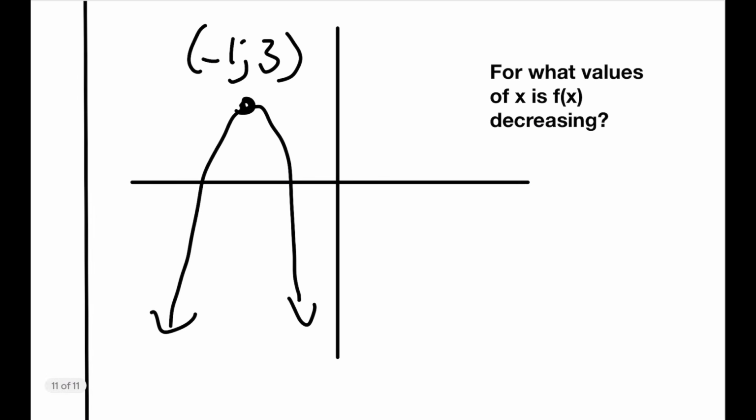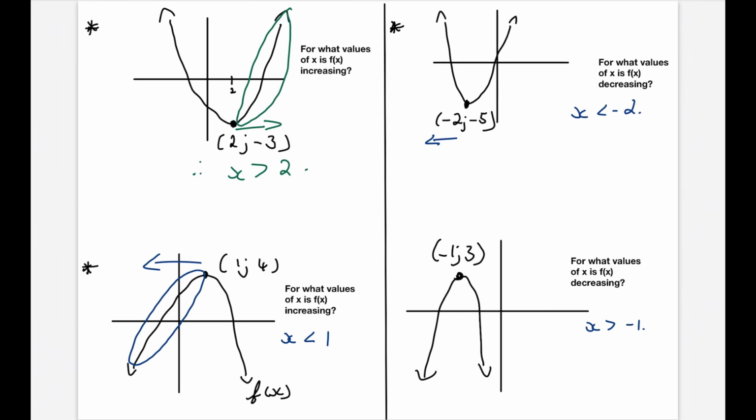Last one. For what values of x is f of x decreasing here? This side, where the graph is sloping downwards. And that's everything to the right of the turning point. So all x values that are bigger than -1.